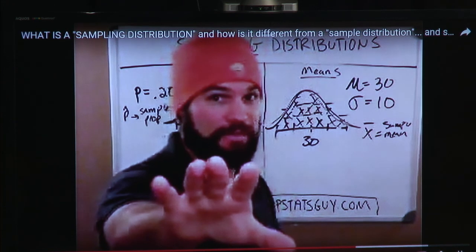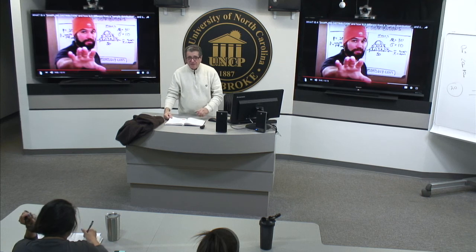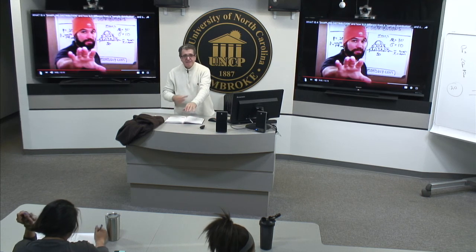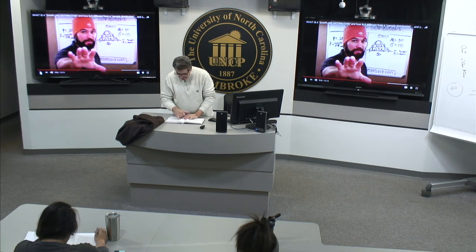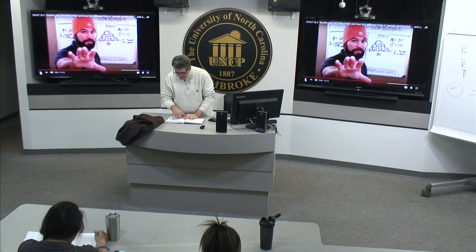It's on page 153, the central limit theorem, right? That theorem, what does the central limit theorem tell us? I'll read it to you. If repeated samples of size n are drawn from any population with a mean and a standard deviation, then as n becomes large, the sampling distribution of sample means will approach normality.